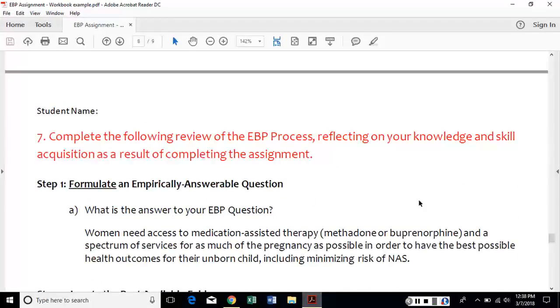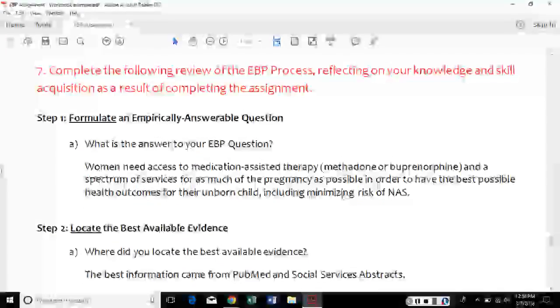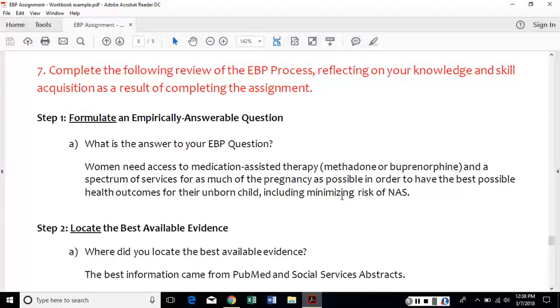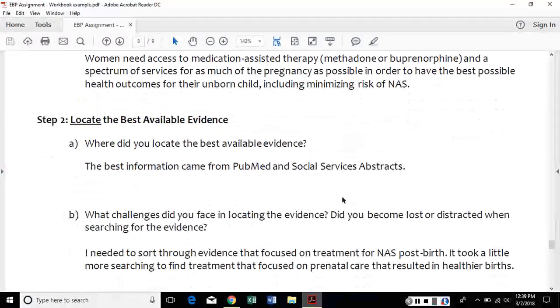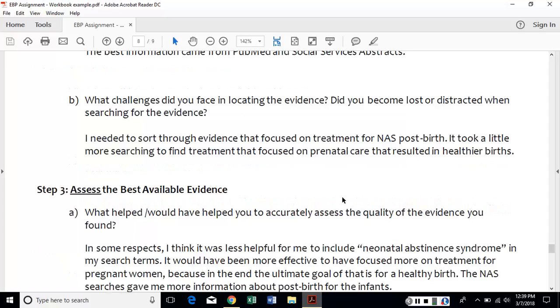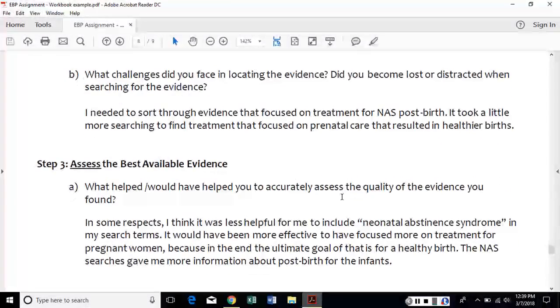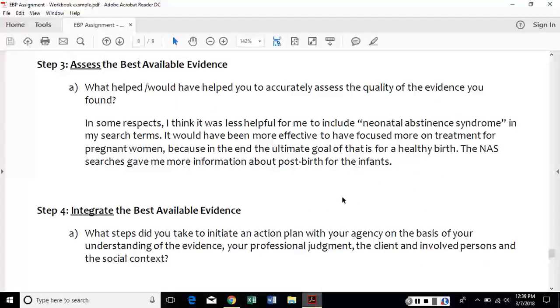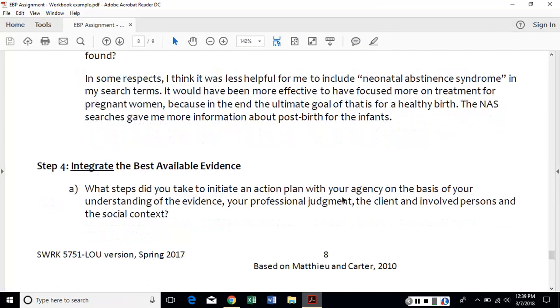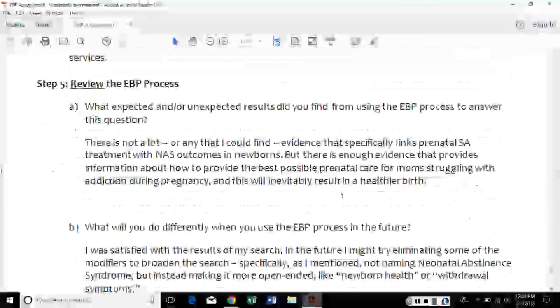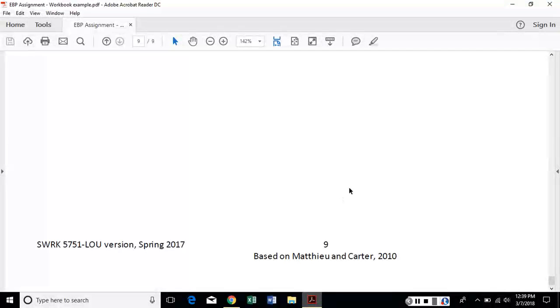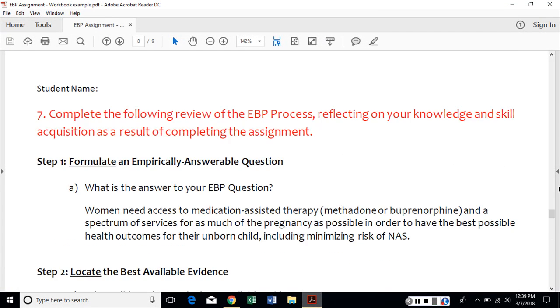And then the final step that you're going to need to complete is simply a reflection. This is a reflection on completing it. So what's your answer to the evidence-based practice question? Where did you find the best information? Which database was most effective? What were the challenges you faced? What would have helped you solve the problem? What steps did you go through, etc.? And just reviewing that process. So that's the evidence-based practice workbook.